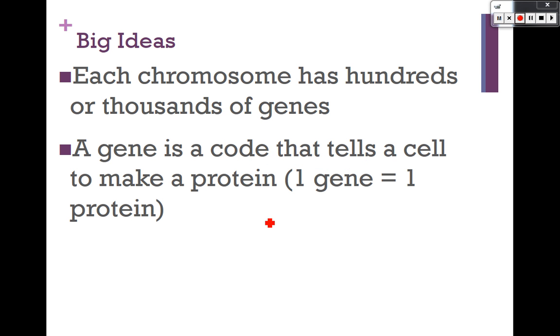All right. So a gene then is a code that tells a cell to make a protein. We've talked about different biological molecules. We talked about carbohydrates. We talked about fats. We talked about proteins. Proteins are really what make your traits. Proteins are very, very important. And one gene makes one protein. A trait may be a combination of several proteins. So hair color, for example, is a combination of several genes. Each gene makes one protein, and those proteins combine to make your traits.